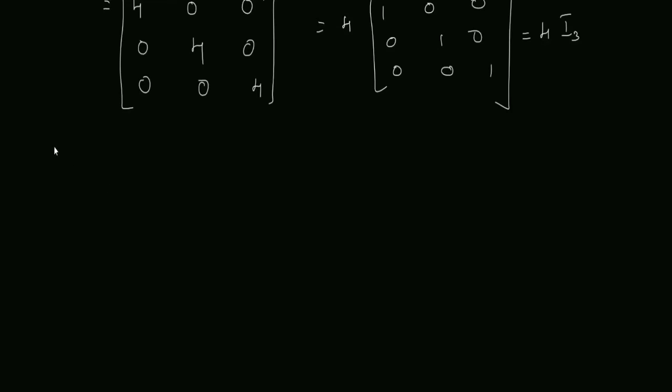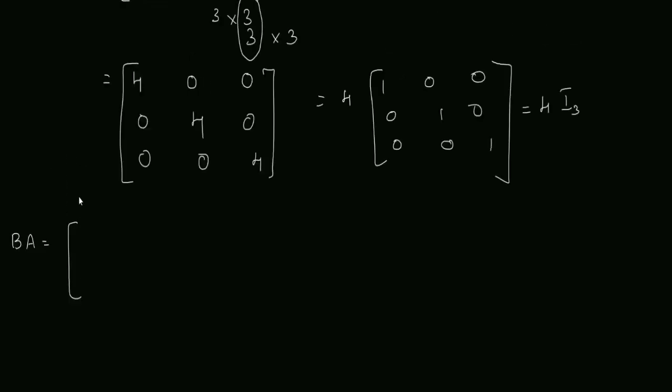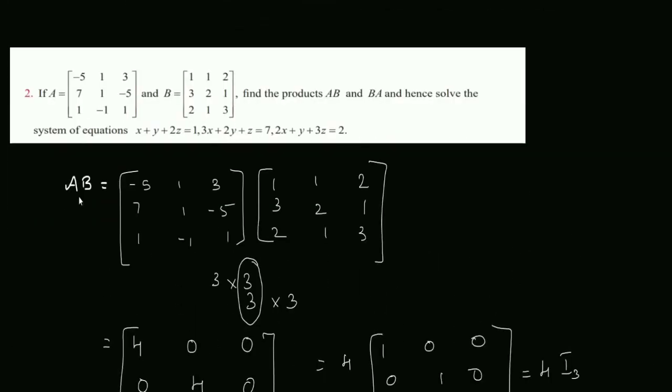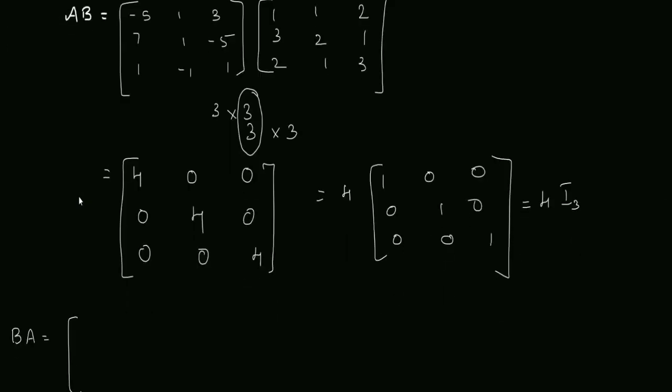Now let us find the matrix BA. So BA is the matrix B we have to write. The matrix B is 1, 1, 2, 3, 2, 1, 2, 1, 3. Then matrix A is minus 5, 1, 3, 7, 1, minus 5, 1, minus 1 and 1. So once again we are going to multiply this.